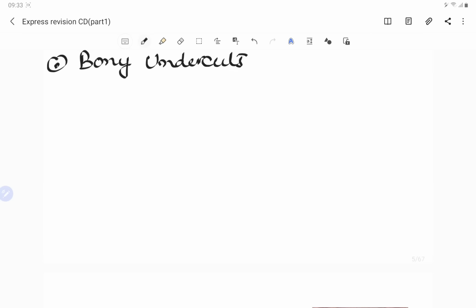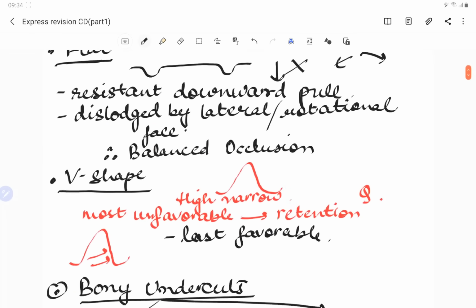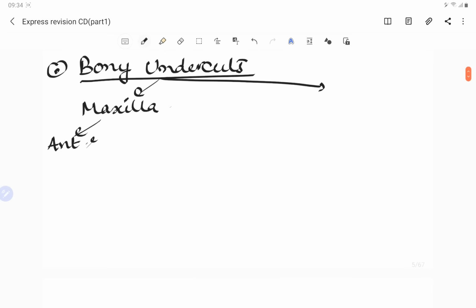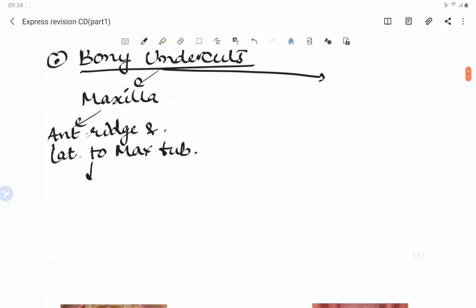And if we talk about bony undercuts, we have undercuts in the maxilla, then undercuts in the mandible, right? So undercuts in the maxilla, if they are present in the anterior ridge and lateral to the maxillary tuberosity, then we can relieve them in the denture. We don't have to go for surgery.